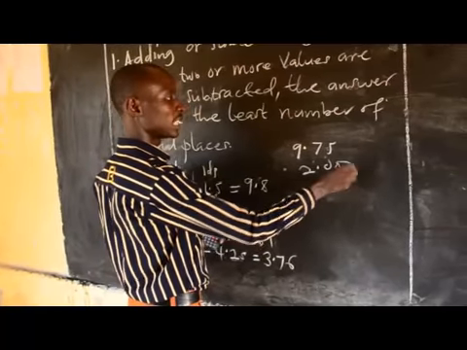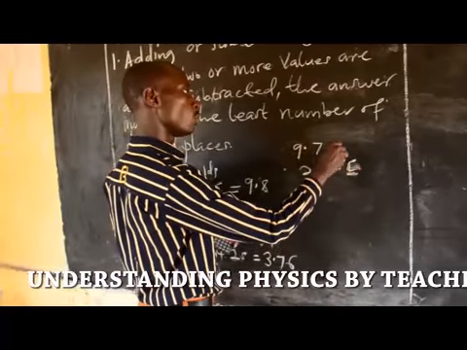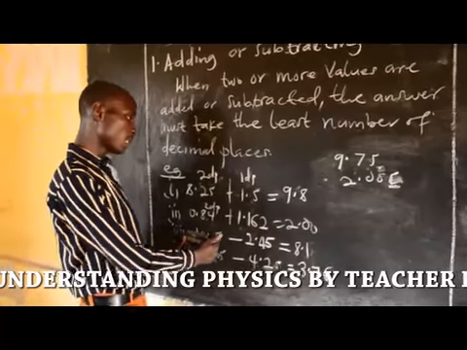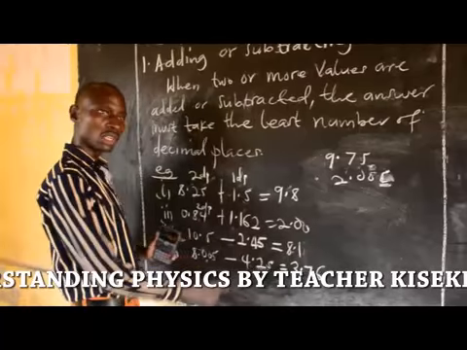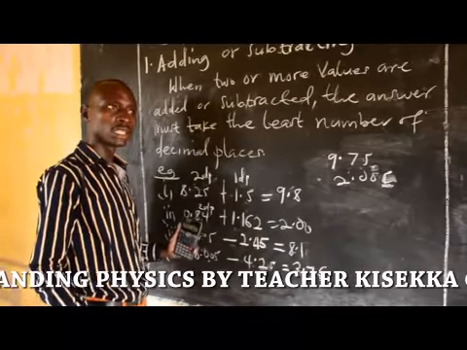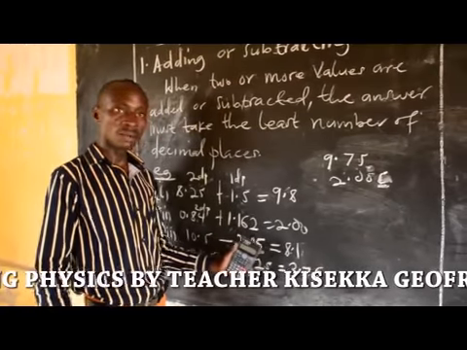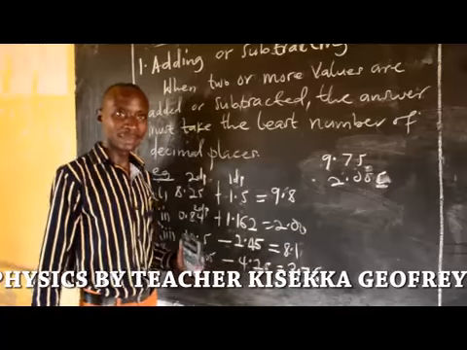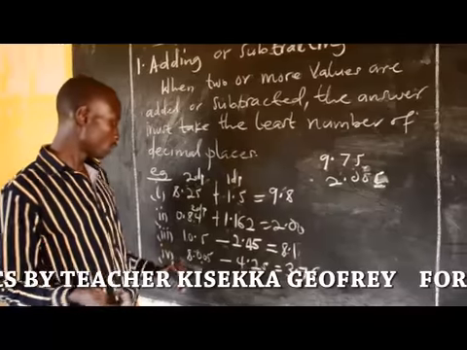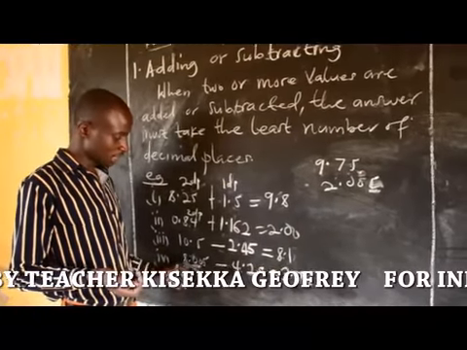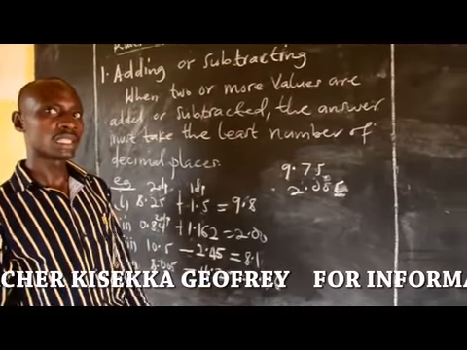This 0.5 doesn't increase this digit. It just remains like this. But if this one was maybe 5, then this one will become 1. Now this one is 1 decimal place minus 2 decimal places. Actually, this is subtraction, but still the same thing. We take the least decimal places. I will round off my answer to 1 decimal place. My calculator will give me an answer to 2 decimal places, but we'll have to round off to 1 decimal place. Even here, 3 decimal places minus 2 decimal places, my answer has to be to 2 decimal places.